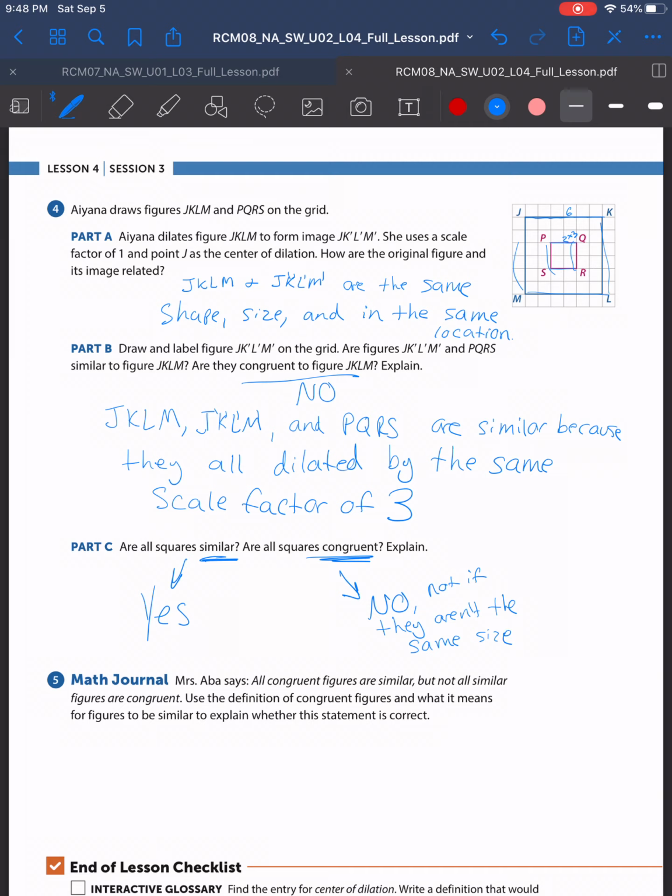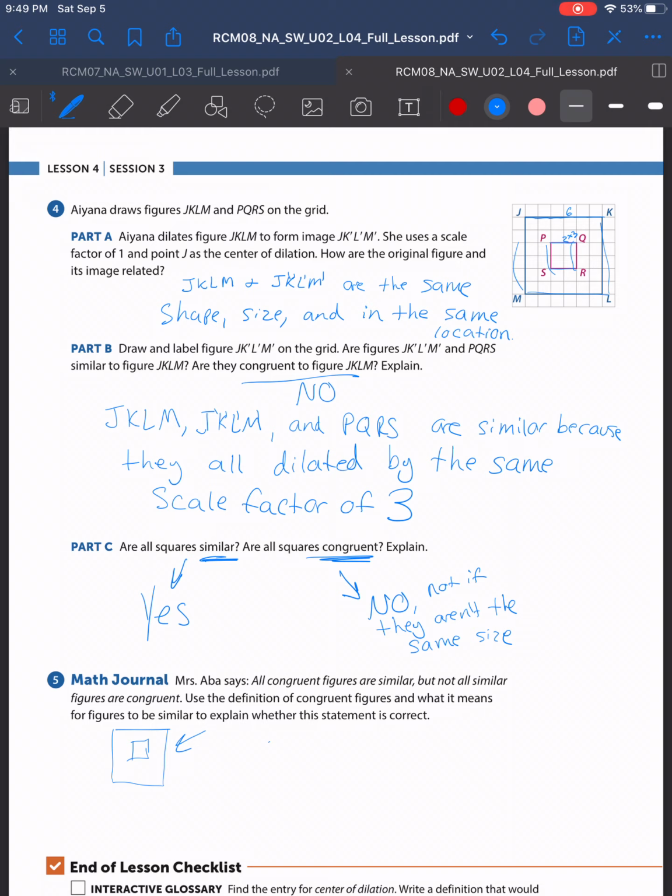Mr. Abba says all congruent figures are similar, but not all similar figures are congruent. Use the definition of congruent figures and what it means for figures to be similar to explain whether this statement is correct. Basically what he's saying is, if I have a square and then I have a bigger square, I could say those two are similar, right? Yes. Could I say they're congruent? No. Because not all shapes that are similar are congruent.